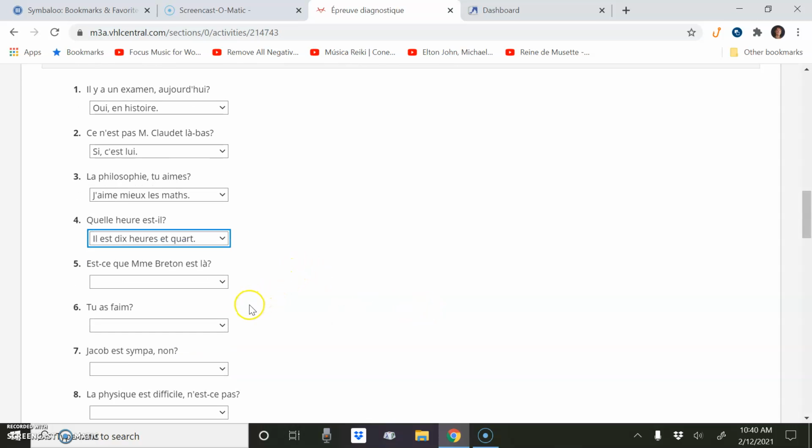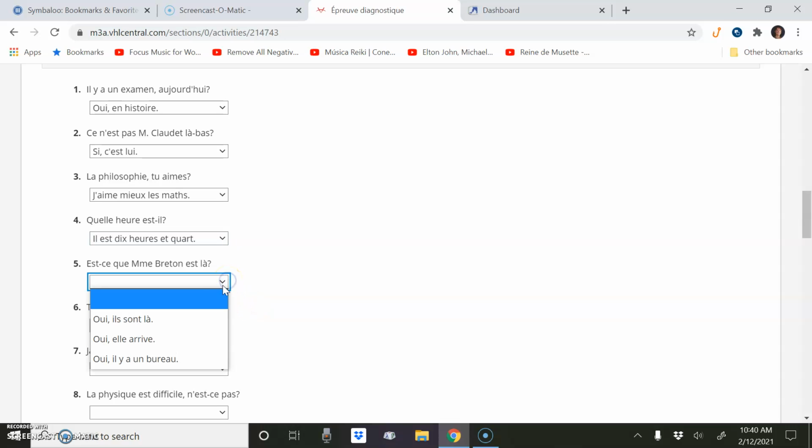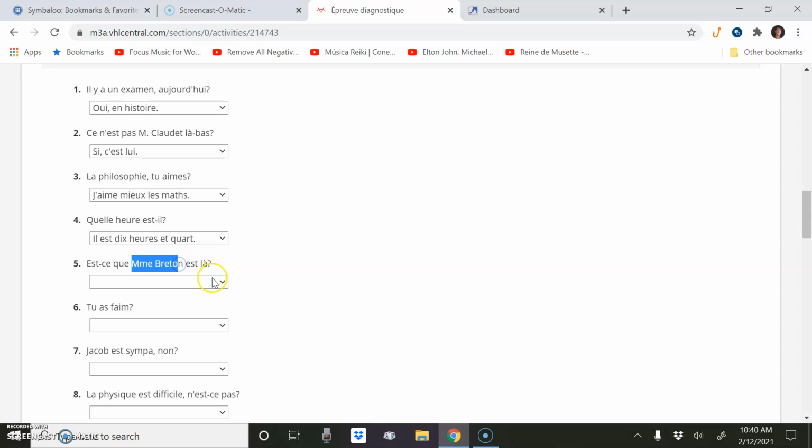Est-ce que Madame Le Breton est là? Is Madame Breton there? Yes, they are there. No, she's one girl. So how would you replace one girl? Madame Breton is one girl, so it's elle. Yes, she arrives. Oui, elle arrive.